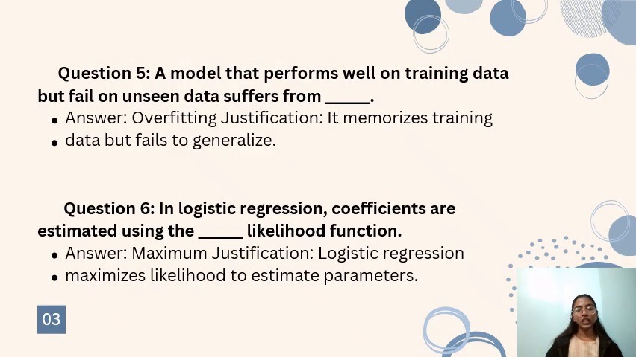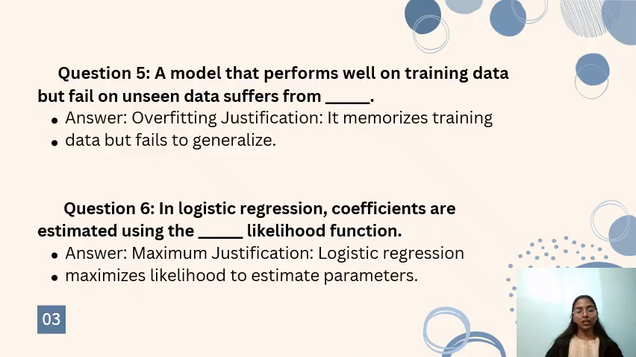The next question is: a model that performs well on training data but fails on unseen data suffers from dash. So the answer is overfitting. This describes a situation where the model memorized training data instead of learning patterns. This reduces the generalization ability. It memorizes training data but fails to generalize. Now move towards the next question.